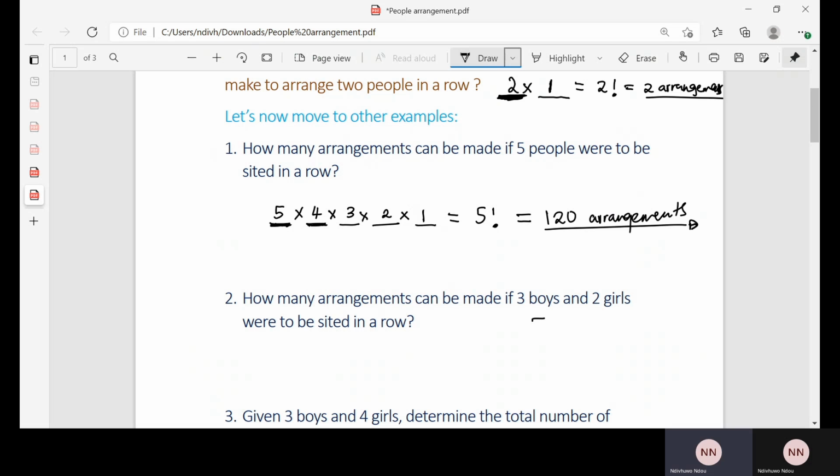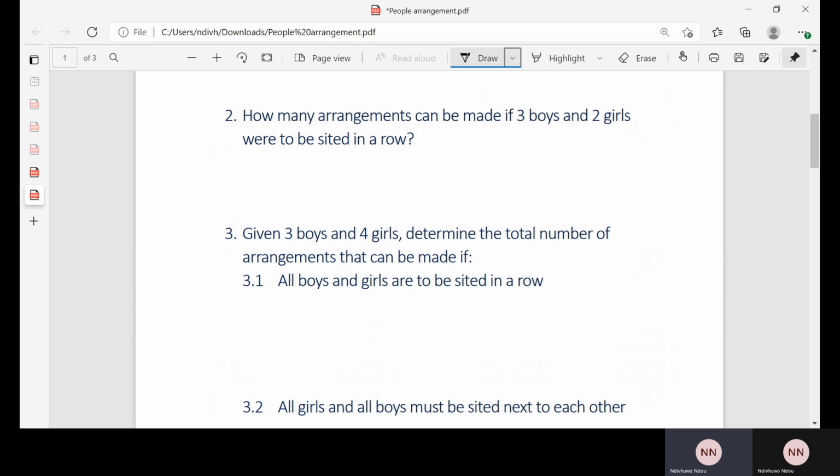So if we have 5 people, we can make 120 different arrangements if they are to be placed in a row. You can see that these 120 different arrangements are going to be very difficult to do manually. Placing people manually and counting was going to take a lot of time. So the fundamental counting principle is actually the shortest way to determine the total number of arrangements that can be made in a particular situation. Let us now move to a much deeper example.